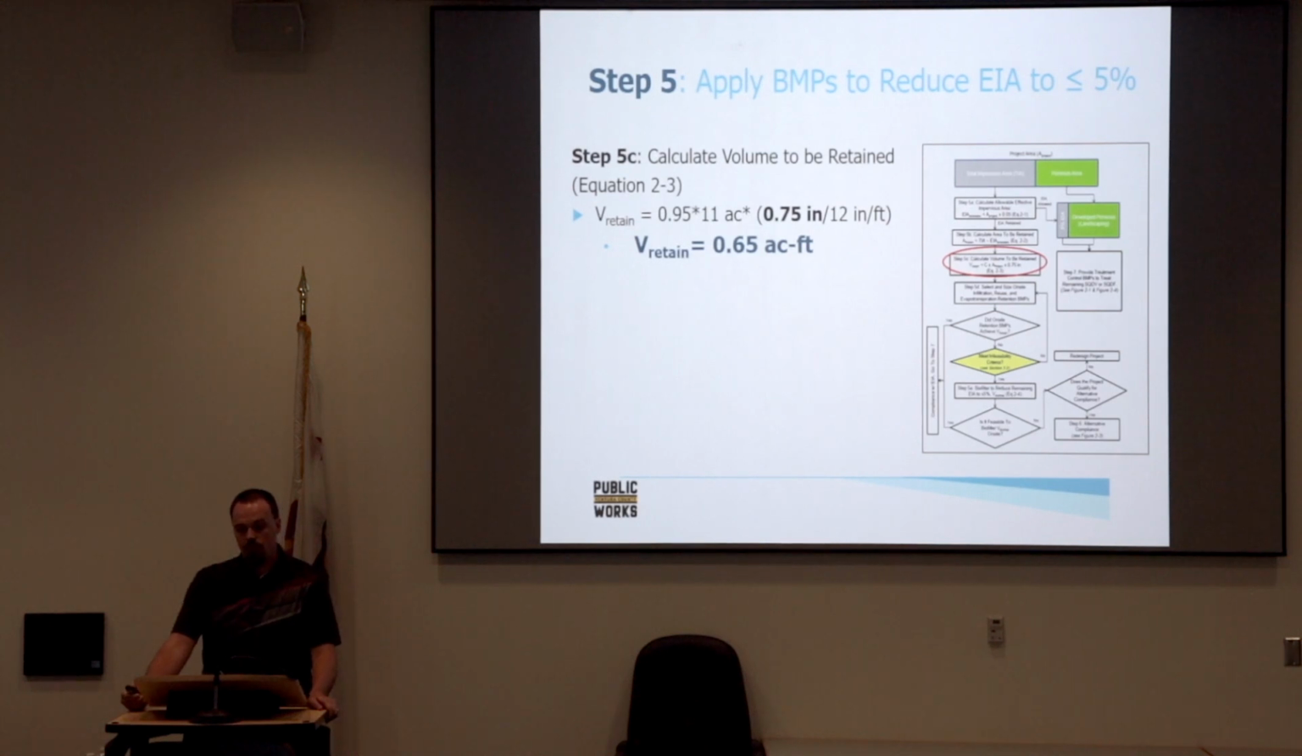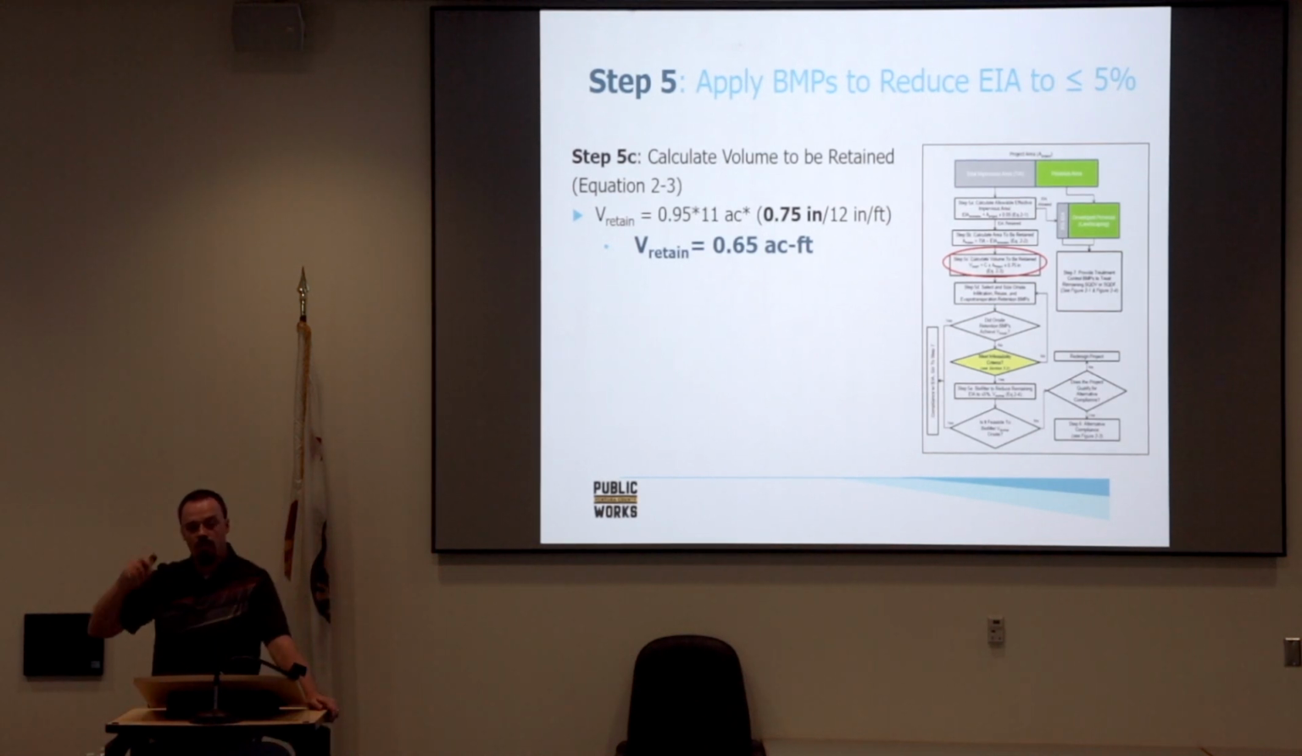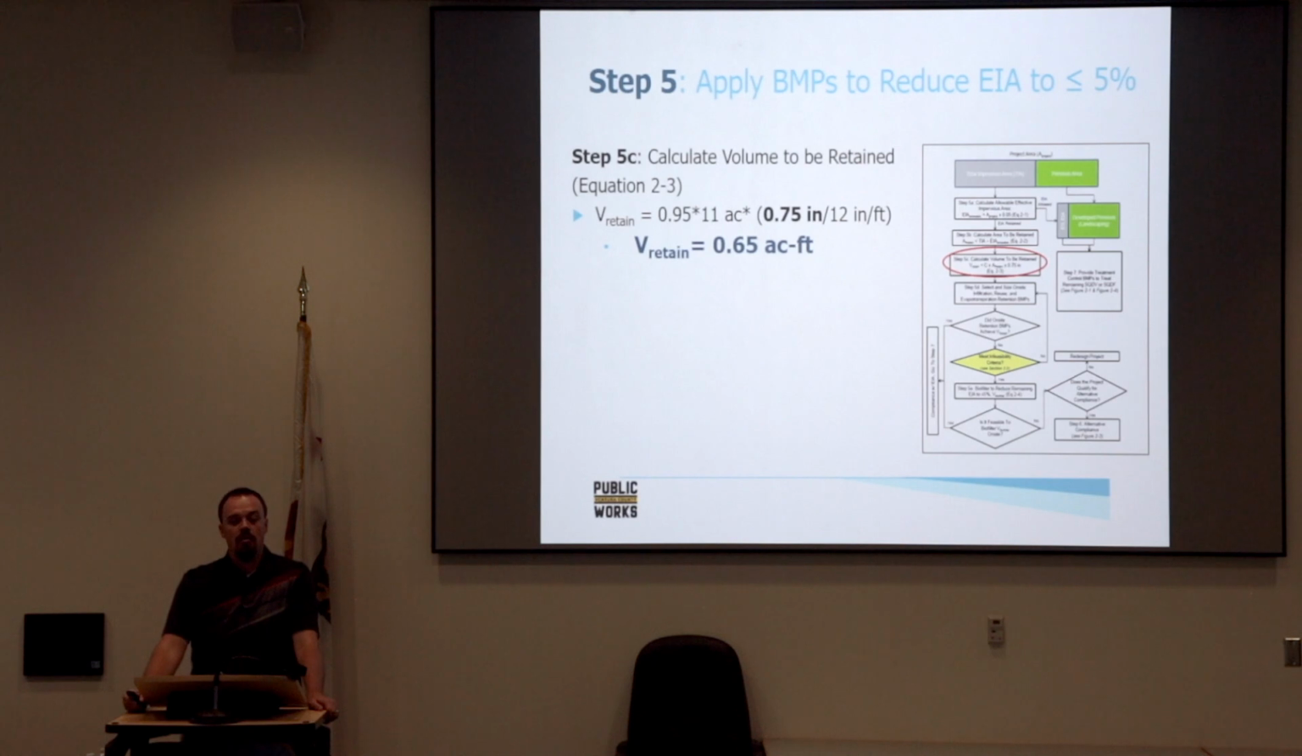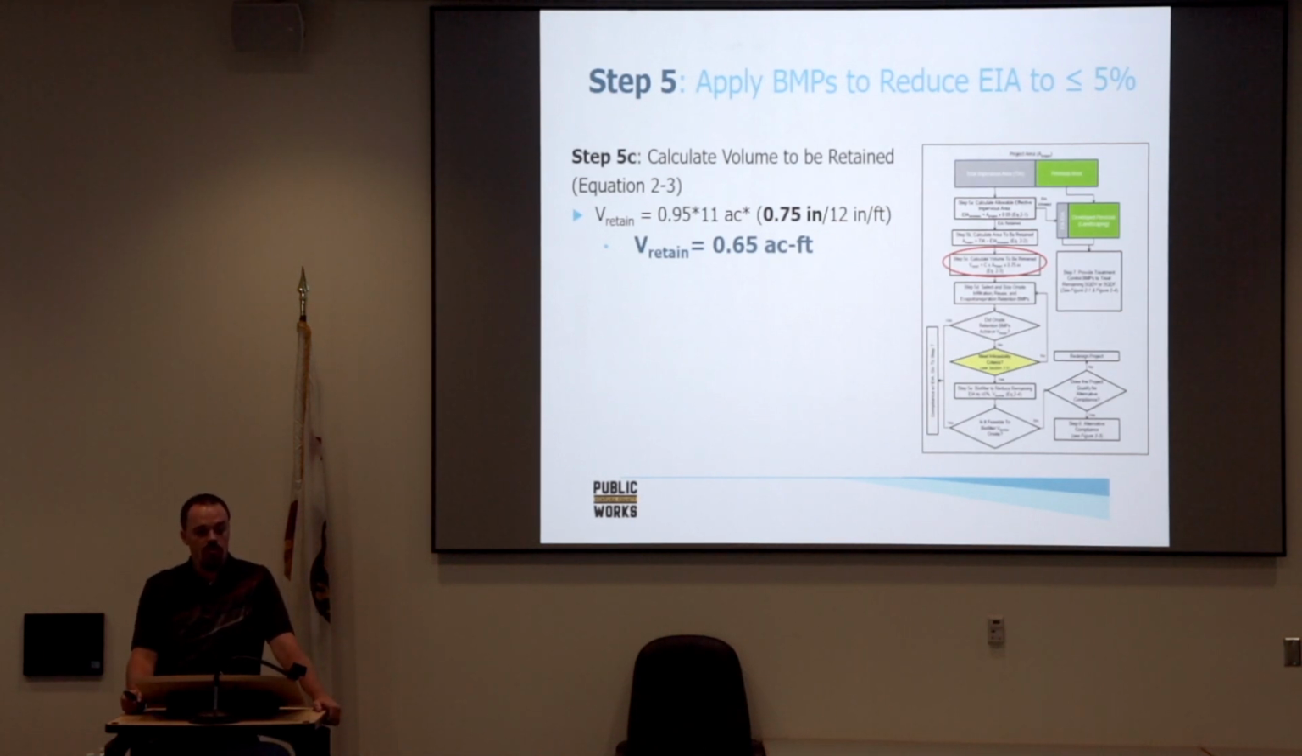So moving on with table 5C, to calculate the overall retention volume for this site, you have 0.95, which is the runoff coefficient for impervious surfaces, times the 11 acres that we determined in the last step would be the area we need to retain, times the 0.75 inches for method 3, divided by 12 inches per foot to get 0.65 acre-feet for the entire site. That's what we're going to have to retain to meet the post-construction requirements for this redevelopment.